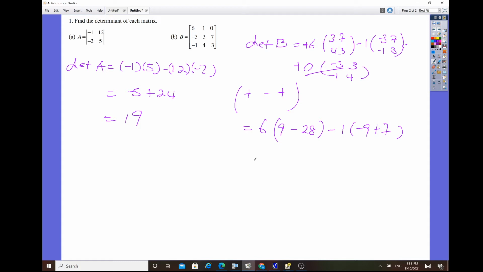So what we find out here, so 6 times negative 19, and then negative 2 plus 1 times negative 1, negative 2 times negative 1, positive 2. So 6 times negative 19, so 6 times 9, 54. 1 times 6, 6 plus 5, negative 1, 14, plus 2. So it's negative 1, 12. Okay, so for the 3 by 3 determinant.